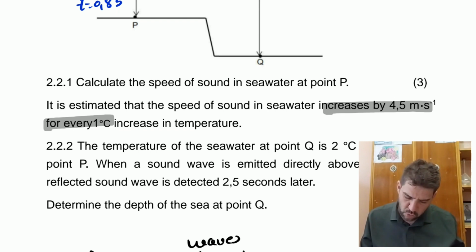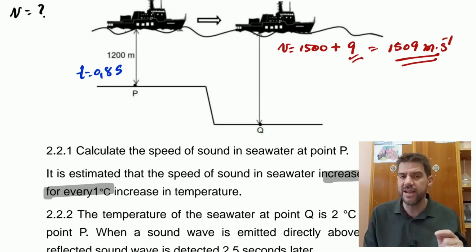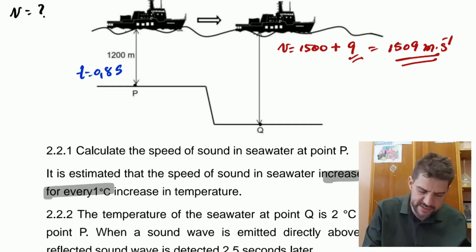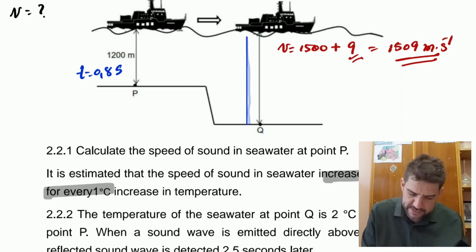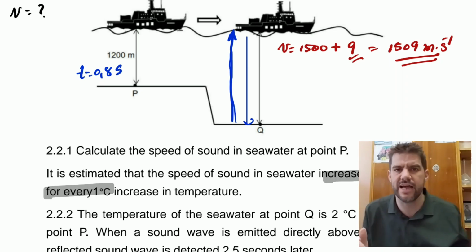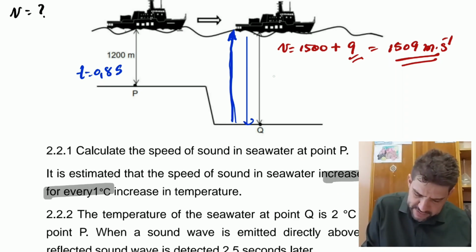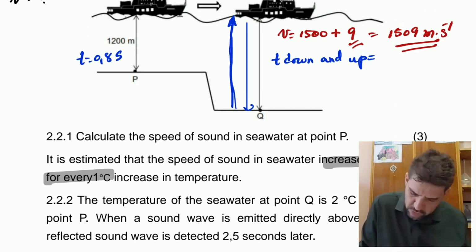All right. When sound wave is emitted directly above point Q, the reflected sound wave is detected 2.5 seconds later. Now, the reflected sound is the sound that went to the bottom, bounces at point Q, guys, and moves all the way back. That is the reflected sound. We don't need that one. We only need the time to go down. So, for instance, time to go down and up is equal to 2.5 seconds.